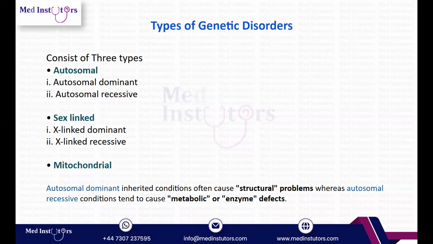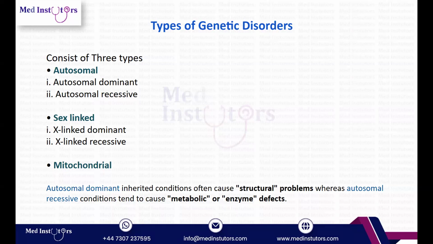So classically, it consists of three types. The one is autosomal, the other one is sex-linked, and the third one is mitochondrial. The autosomal one is further divided into autosomal dominant and recessive, and the same goes with sex-linked, that is X-linked dominant and X-linked recessive. Simply, the autosomal dominant conditions mostly present a structural problem in the offspring, whereas the autosomal recessive conditions tend to cause metabolic or enzyme defects.